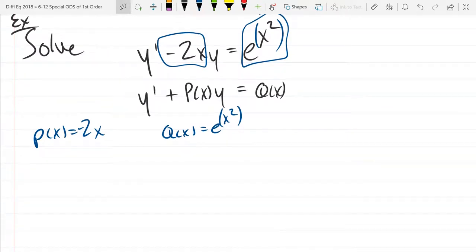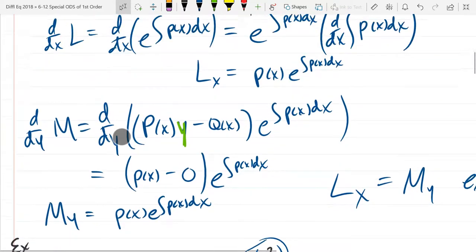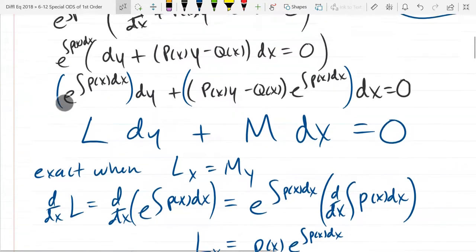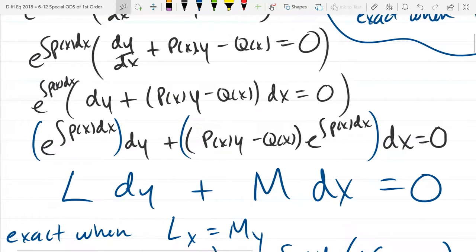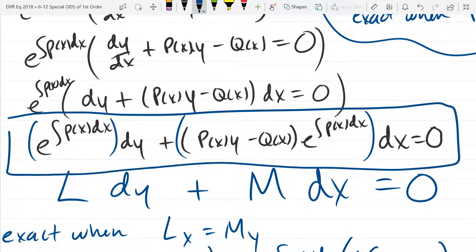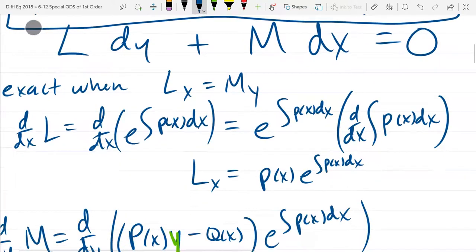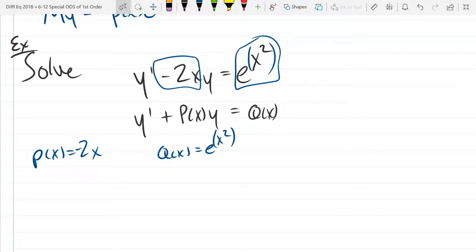All right. Let's change the form around. Somewhere up here I did a bunch of work. This is basically what we should be expecting to see, and it should be exact. So we're going to turn it into this form. Let's find the integrating factor and then multiply by it. Well, first of all, this is a linear ODE.